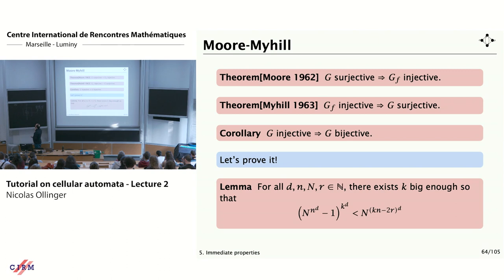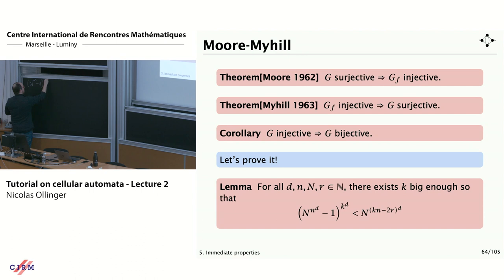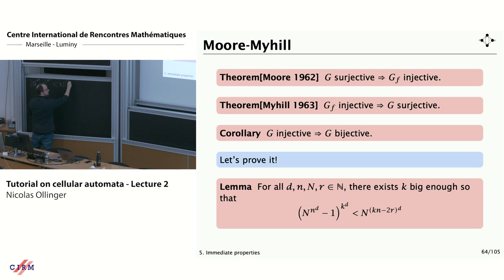And for that, we need a technical lemma, which is written here. Let's fix four integer values, d, n, and r. And you can always find k big enough so that the quantity on the left is smaller than the quantity on the right. Right now it's mysterious, but with one picture it will be very clear why we want that. Let me just write down the lemma.